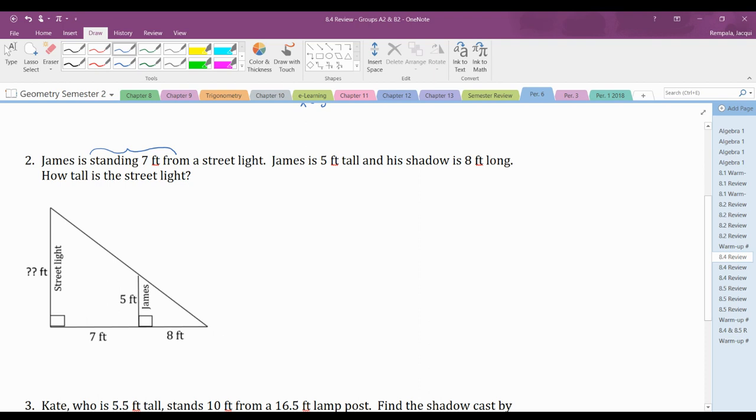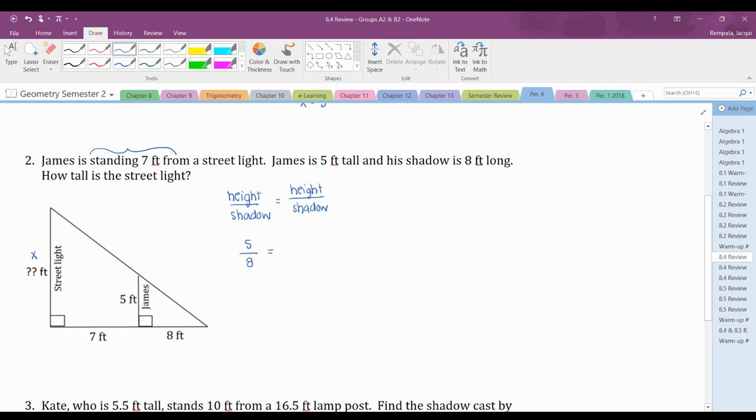Now it's asking for how tall the streetlight is. I'm going to call that x. We just want to be consistent. Remember, I want to think about height over shadow for one of the triangles, which means I would have to think height over shadow for the other triangle as well. Okay, so if I start with the small triangle, the height would be 5 and the shadow length would be 8. So 5 over 8.